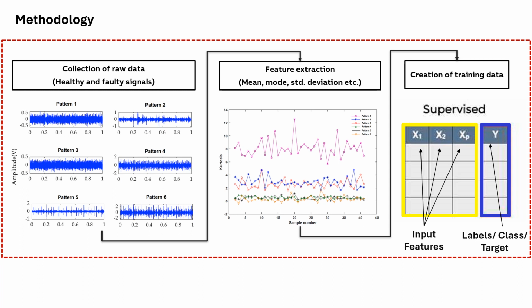Once you have your raw data, it's time to extract meaningful features. This involves calculating statistical measures like mean, mode, and standard deviation. These features will help your model identify patterns and characteristics in the data. With your extracted features, you now create the training dataset. This involves pairing the extracted features with their corresponding labels indicating whether the signal is healthy. This labeled dataset serves as the basis for training your machine learning model.